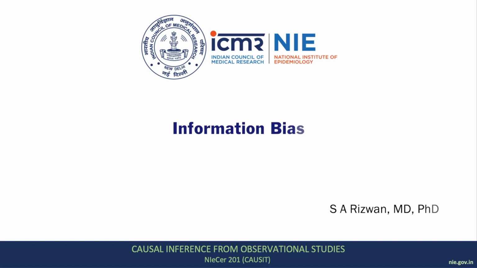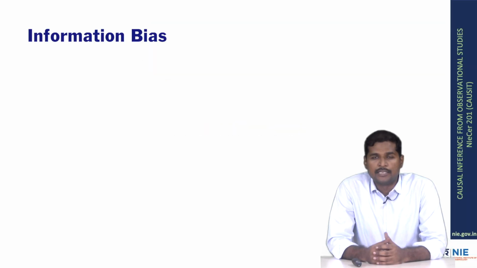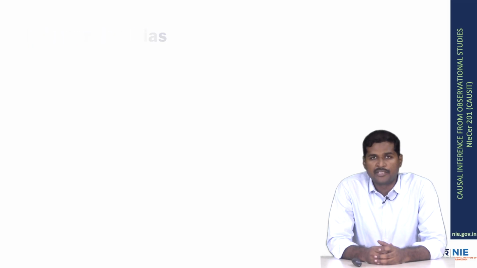Hello everyone. In this lecture, we are going to talk about information bias. Information bias is a bias that creeps into our epidemiological study because of problems in how we measure the different variables and how we classify certain subjects into certain groups. So this is broadly information bias.